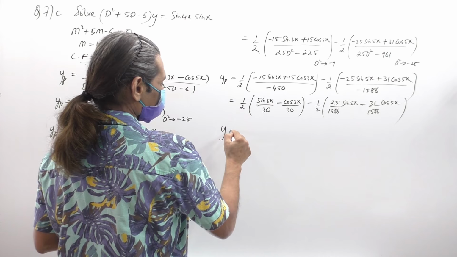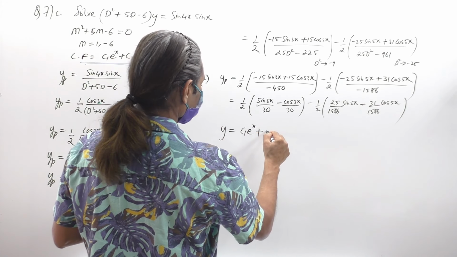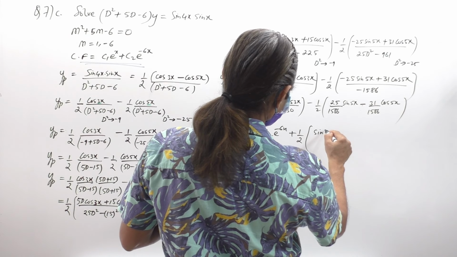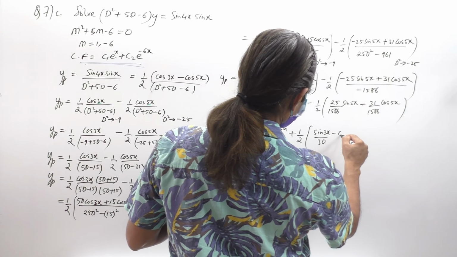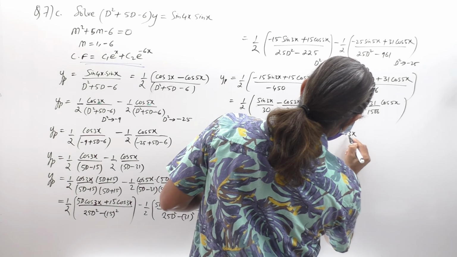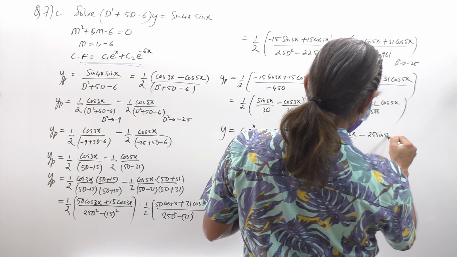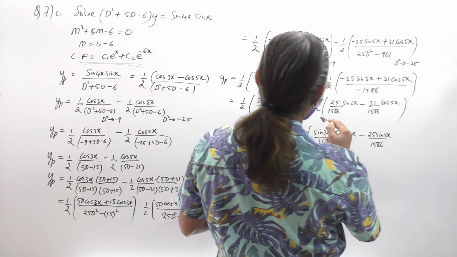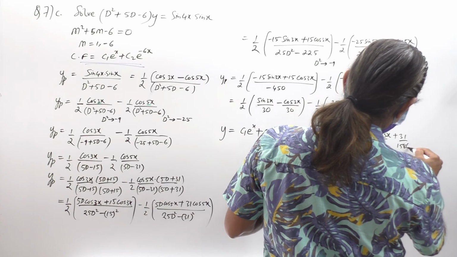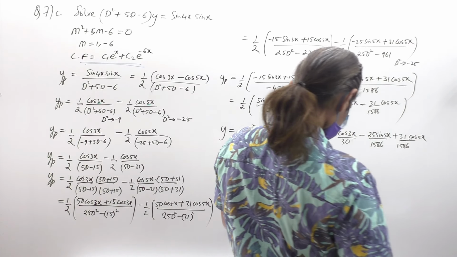Okay, so the solution is y is equal to CF plus PI. So the CF I got is C1 e raised to x plus C2 e raised to minus 6x, plus 1 by 2 into bracket sin 3x by 30 minus cos 3x by 30 minus 25 sin 5x by 1586, again minus into minus becomes plus 31 by 1586 into cos of 5x. That's all. So that's the solution for it.